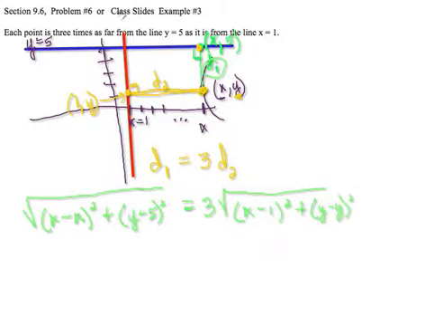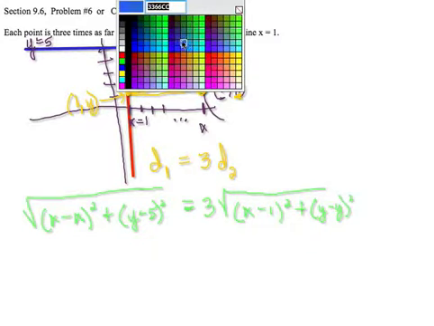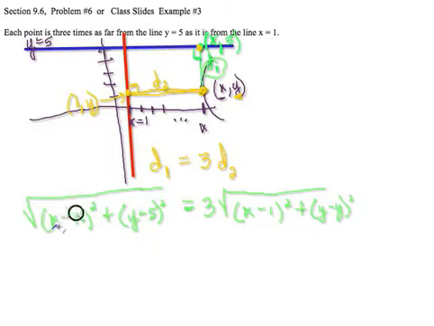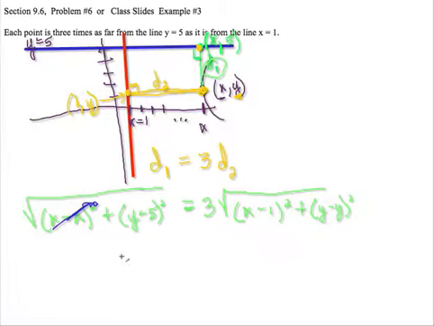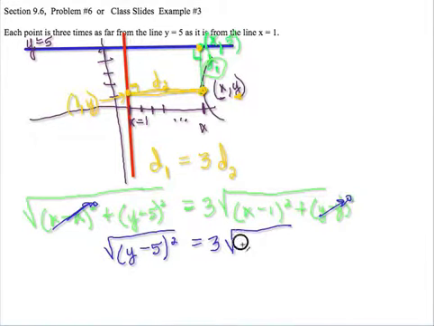Which is nice, because then I can see that this goes to 0 right here, right? And so this is just going to be the square root of y minus 5 squared, that's the distance here. The square root here is going to equal 3 times, and then this goes to 0 also, so 3 times the square root of x minus 1 squared.